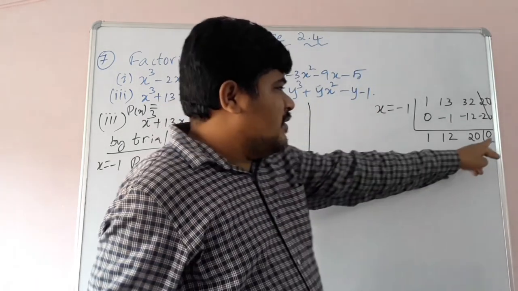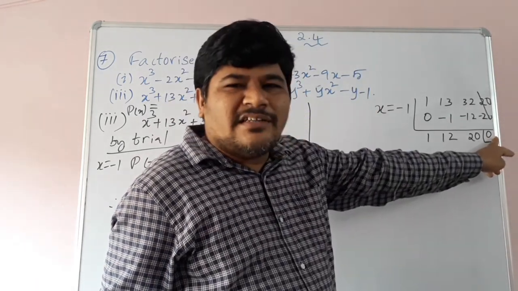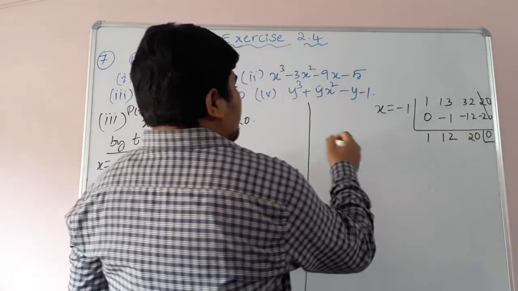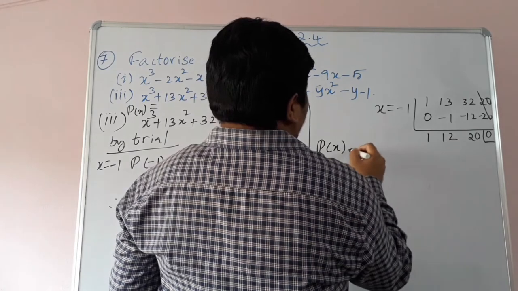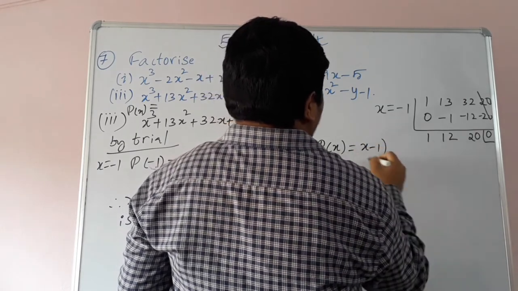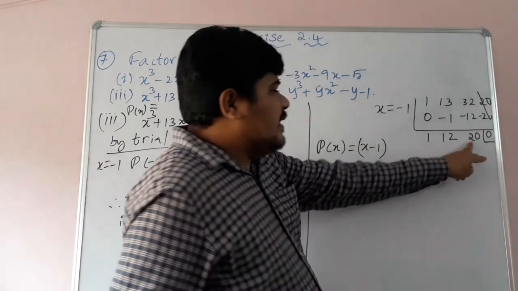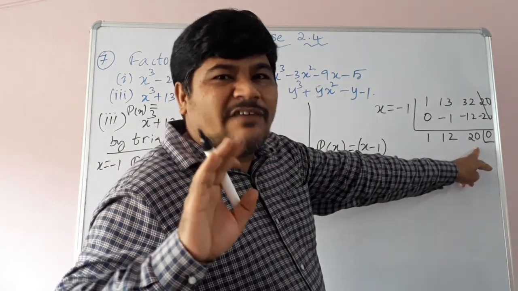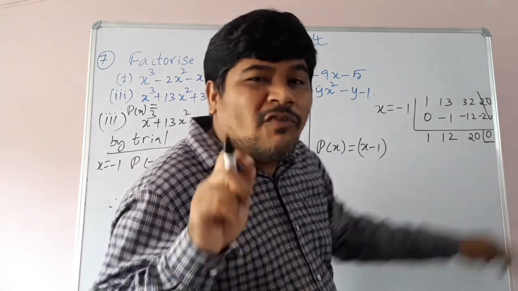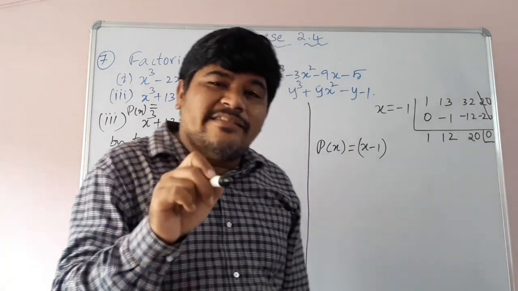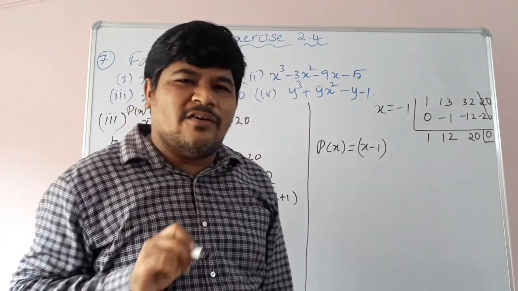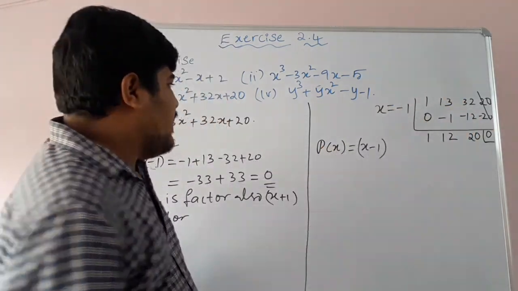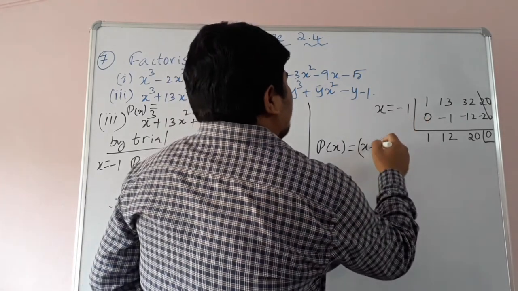So children, the final thing we get is the remainder. Here we got remainder 0. It means we can write this polynomial p of x as x minus 1 into the quotient, where the first 3 terms are the coefficients of the quotient and the last one is the remainder. What does the division rule say? Dividend is equal to divisor into quotient plus remainder, no? Remainder is 0. So here x is equal to minus 1, and if you transpose, that is x plus 1.